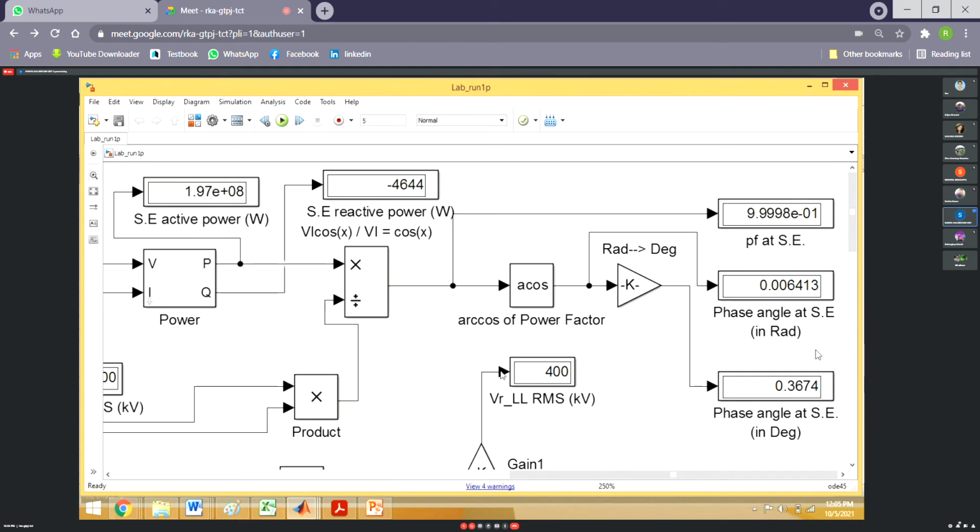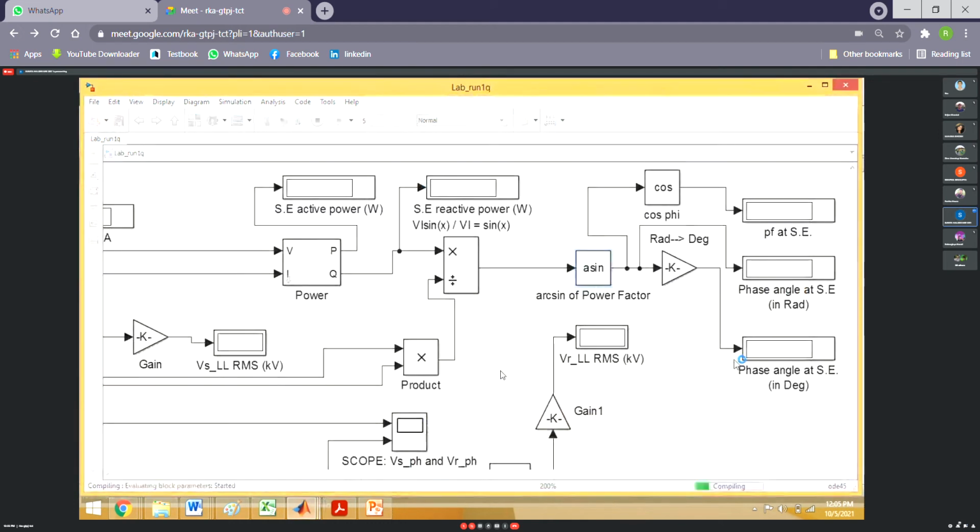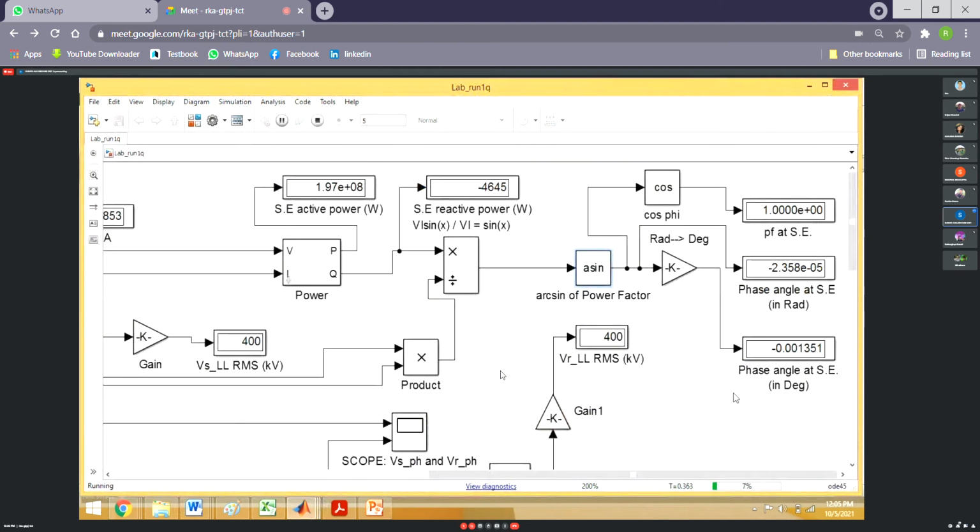Have you copied? Yes, ma'am. Now you see why I'm not asking you to copy this phase angle metering. If you see this 0.9998, then it should be equal to 0. So when you are calculating in radian, you are getting 0. But when I am calculating in degree, then I am getting 0.3674. The same simulation, the same result, if we do it sine inverse, then you see all the other results are same.